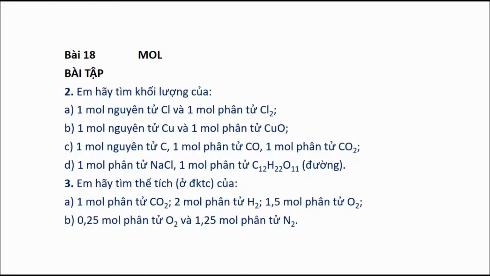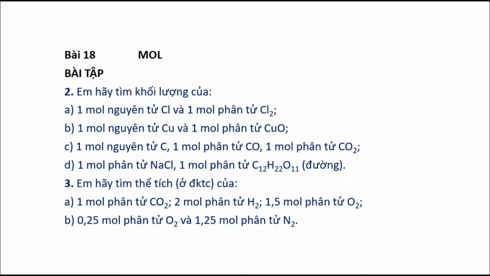A. 1 mole of Cl atoms and 1 mole of CO2 molecules. B. 1 mole of Cu atoms and 1 mole of CuO molecules. C. 1 mole of C atoms, 1 mole of CO molecules, 1 mole of CO2 molecules. D. 1 mole of NaCl molecules, 1 mole of C12H22O11 sugar molecules. 3. Find the volume at SDP of A.